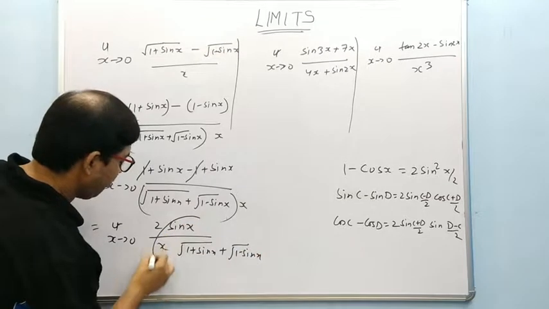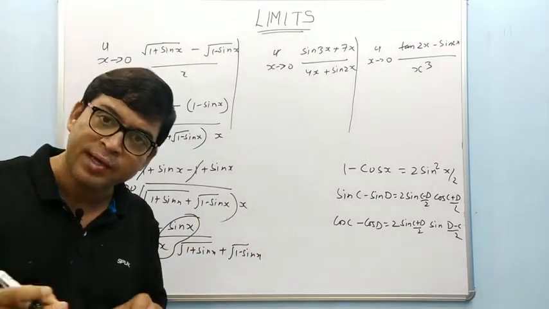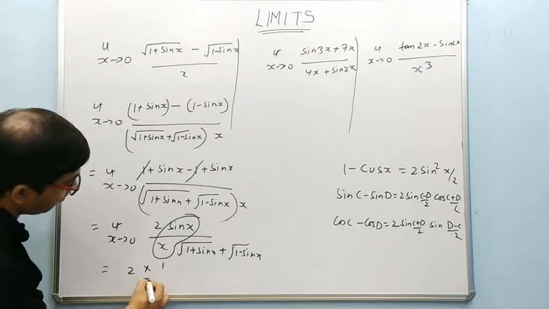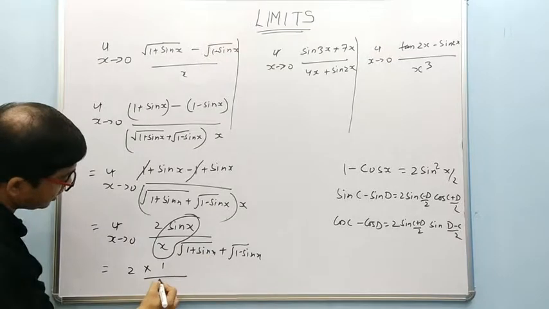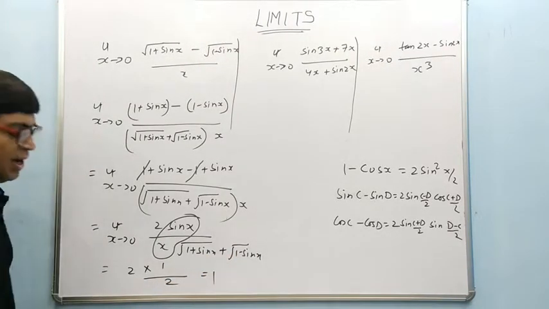Just apply the limit formula. Sin x by x, x tending to 0, is 1. So it is 2 into 1 by, x is 0, this is root 1 plus root 1 is 2. So we got the answer here.